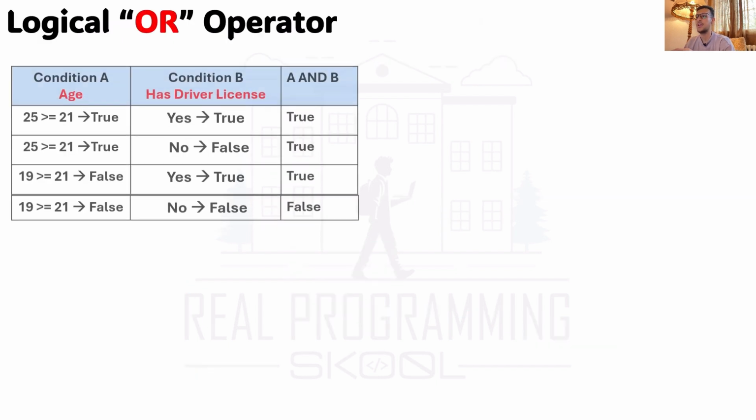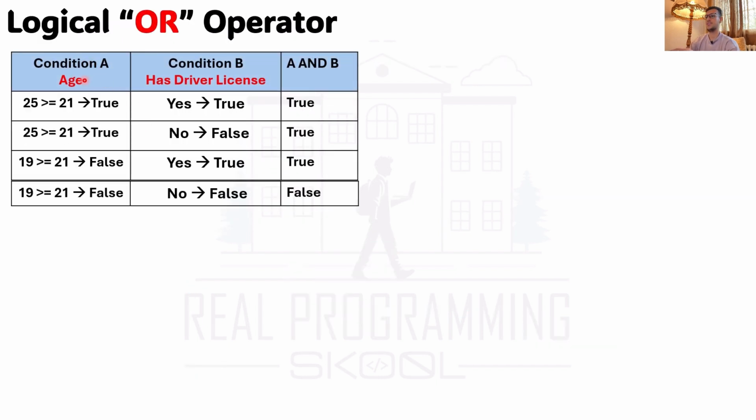For example, condition A for age, and condition B has driving license. 25 greater or equal 21, it's true. Has driving license, yes, true, so it gives me true. 25 greater than 21, it's true. Doesn't have driving license, it's okay, it will give me true in the end, because in OR operators we need just one condition to be true and the final result will be true. Here, his age is less than 21, because his age is 19, but she has a driving license, so it's true. So now we have 3 cases true in OR operators, because we need just one condition to be true to get a final result true.